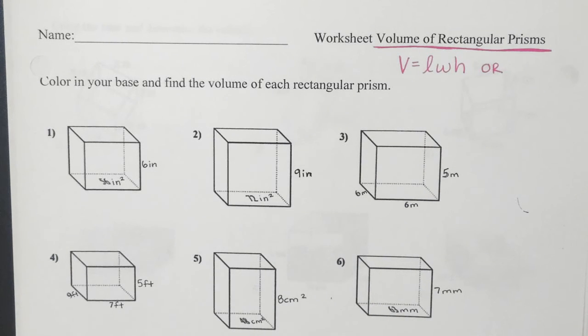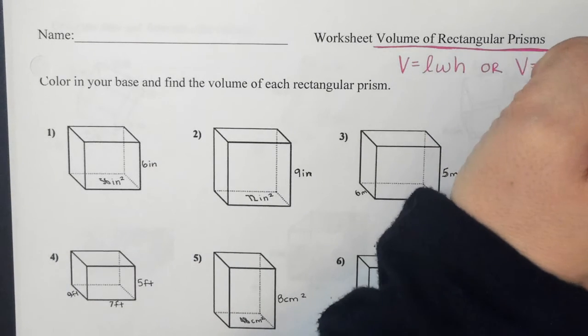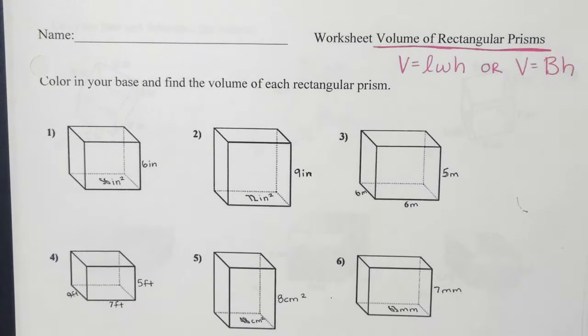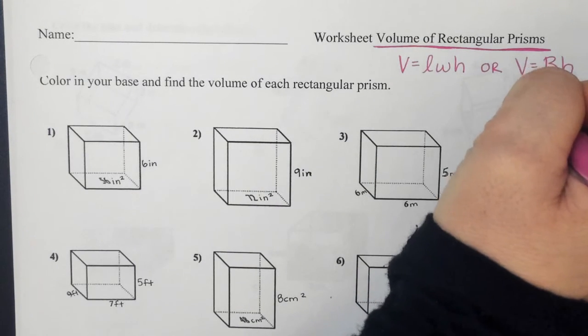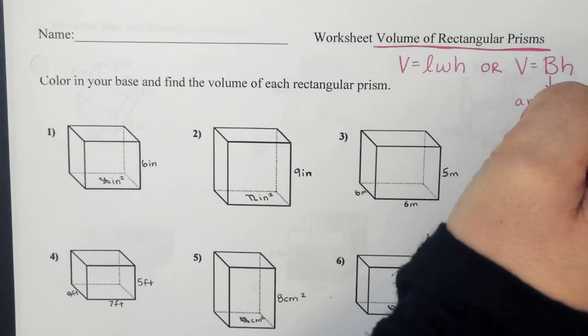Does anyone remember what that formula looked like, Keegan? V equals BH, but we use that capital B for our base. Now B still stands for base, but when it's a capital B, what is it talking about on the base? The area. So this big B actually stands for the area of the base.